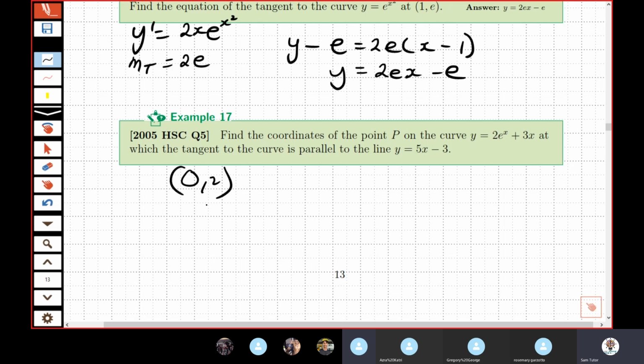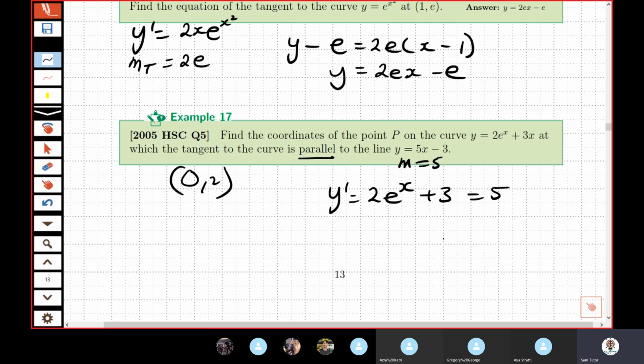Anybody not able or still working to get that out? I'm still doing it. Do you know what you're doing? So the gradient of this is 5, and then did you differentiate this? Yeah. And that becomes this. And then the gradient of this is this because they're parallel. And then you start solving for x. Is that what you're trying to do?